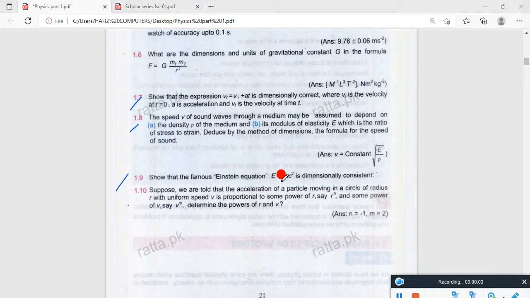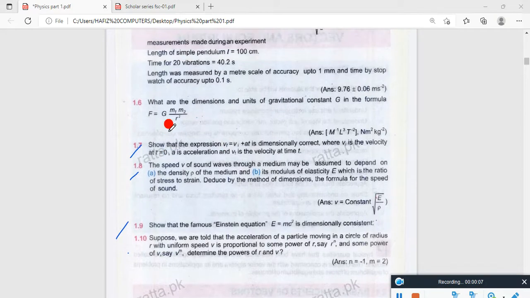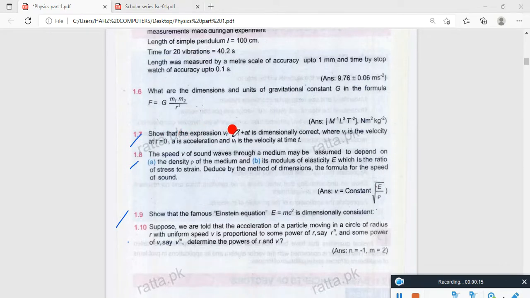Welcome back. In this video, I will discuss the numerical problems of this chapter: 1.7, 1.8, 1.9 and 1.10. Show that the expression Vf = Vi + at is dimensionally correct. Vi is the velocity at t = 0, a is the acceleration and Vf is the final velocity at time t.